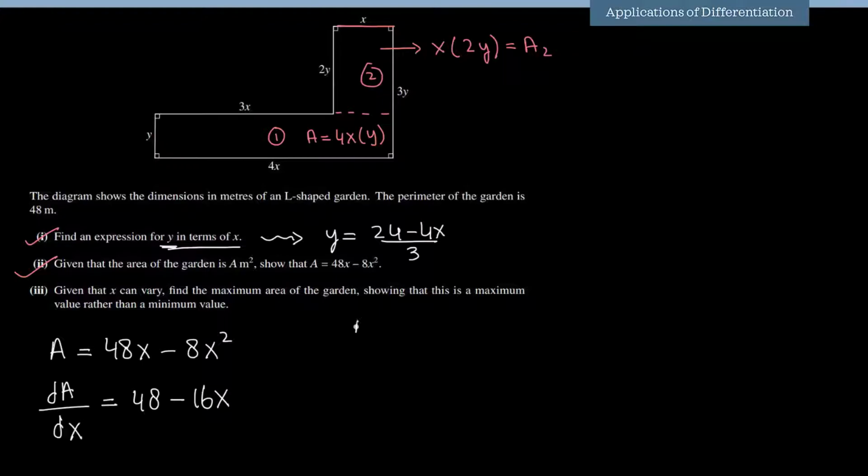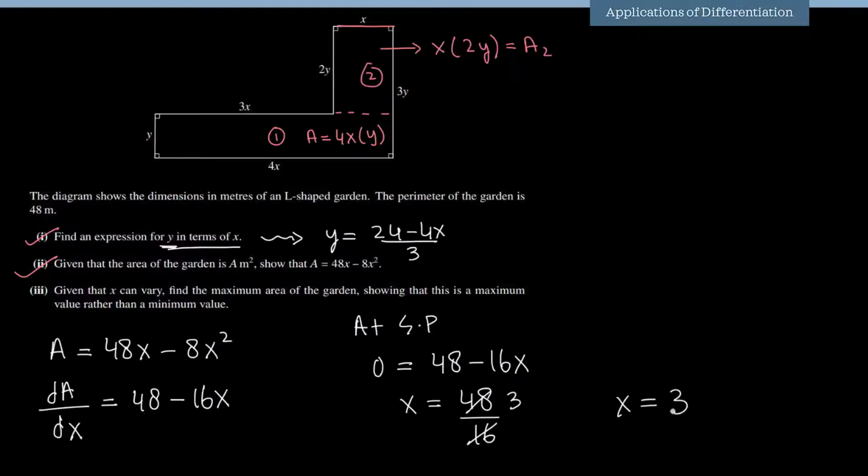At stationary point, dA upon dx would be 0. So 0 is equal to 48 minus 16x. Solving this equation for x would give me x is equal to 48 upon 16, which is equal to 3. So the value of x is 3. This is the value of x when I'll get the maximum area.